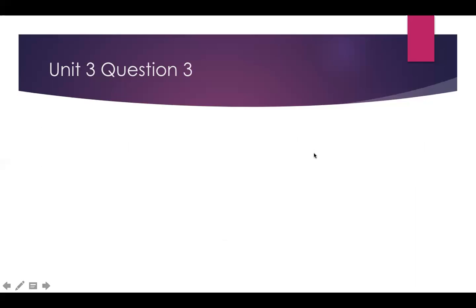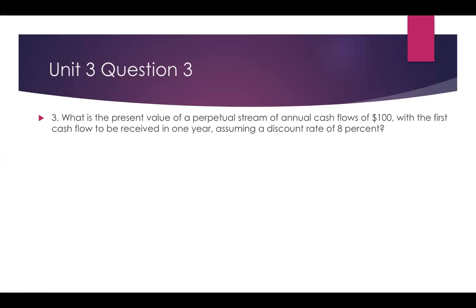So now we can move on to question 3 from your assignments. What is the present value of a perpetual stream of annual cash flows of $100 with a first cash flow to be received in 1 year, assuming a discount rate of 8%? So once again, I'll pause for a quick second, and I'll come back and help answer this one.